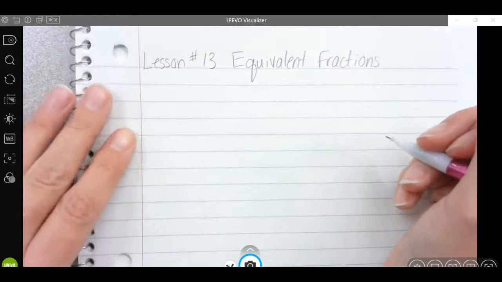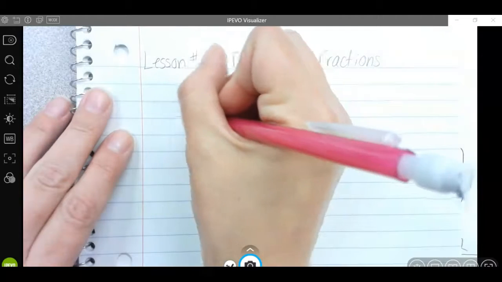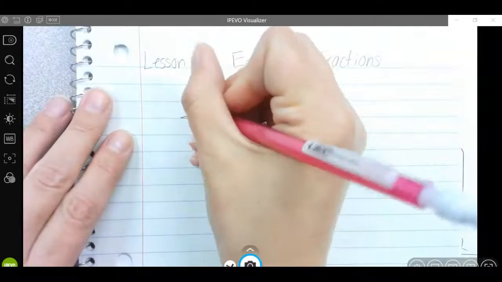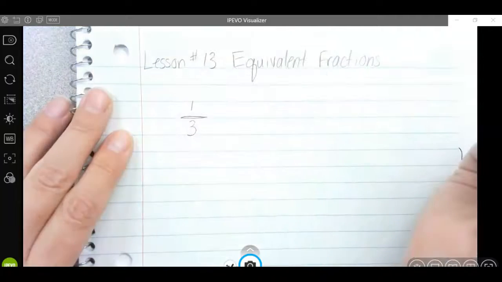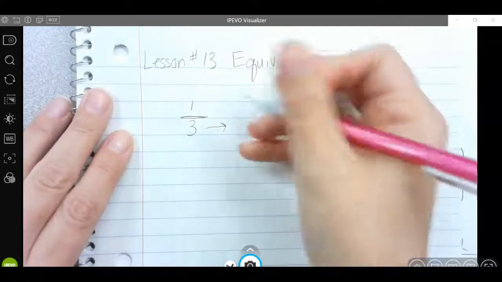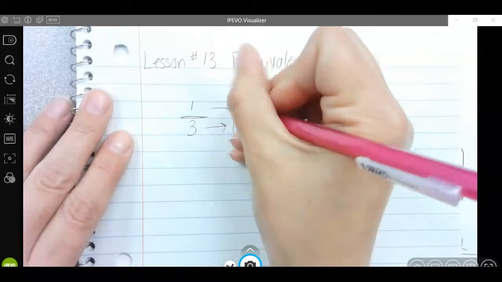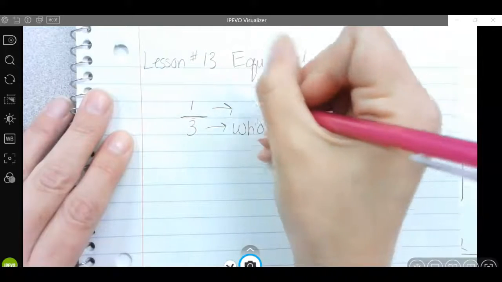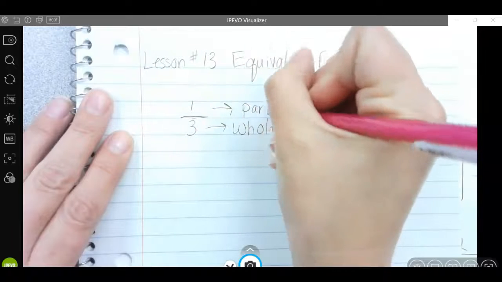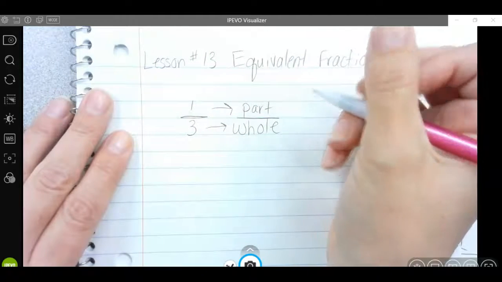Okay, so there's a couple things we are going to talk about with fractions. So first, let's write a fraction. I'm going to write 1/3, okay? So this means that there are 3 whole pieces and 1 part of it is shaded in. So this is the part. So sometimes you've heard teachers say something like part over whole.